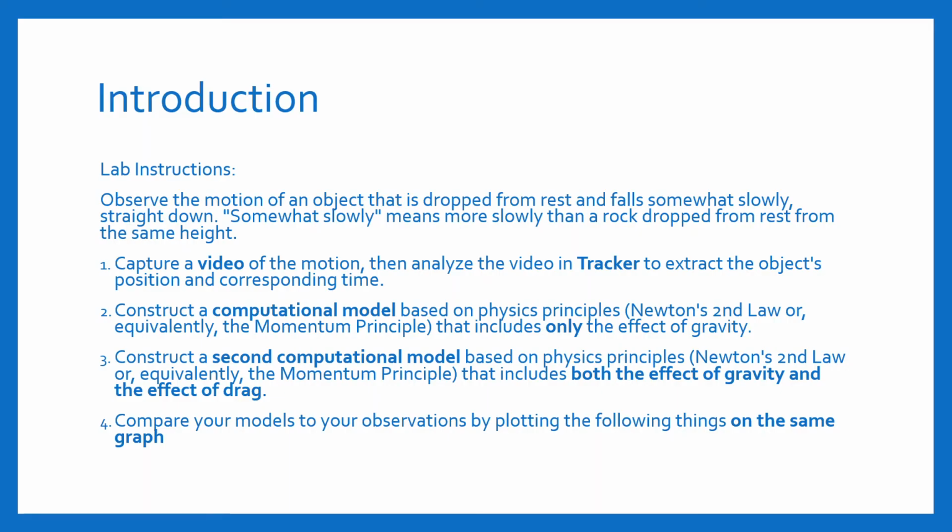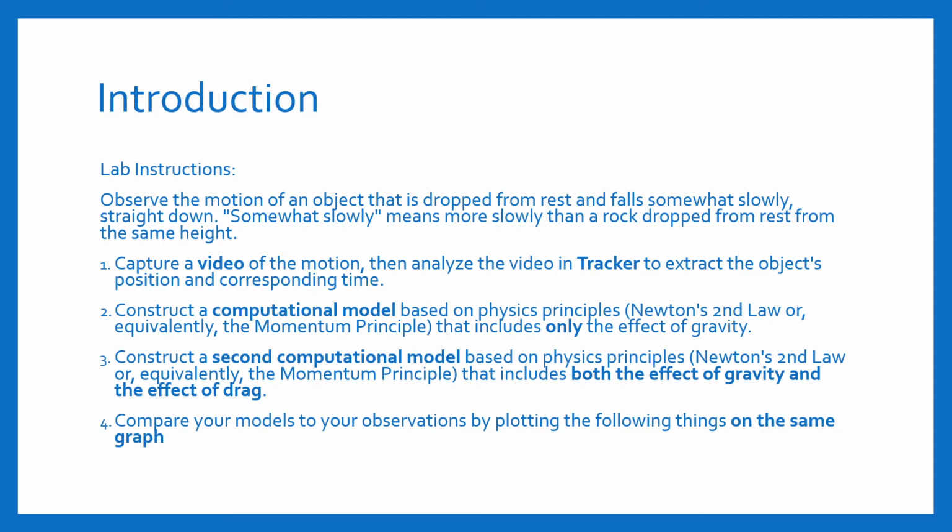In Lab 2, we'll be measuring an object's motion from being dropped at rest and analyze its position in Tracker and in two computational models. One computational model will include only the force of gravity on the falling object, while another will include both the force of gravity as well as the drag force on the object. We'll then compare the results of the experiment as well as the predicted results of the two computational models to see how these different known forces can affect an object's position and velocity.